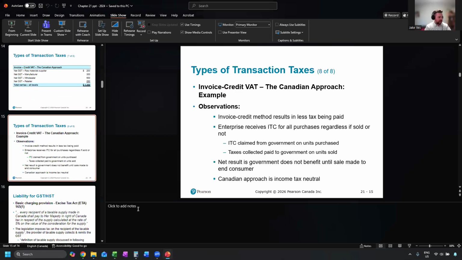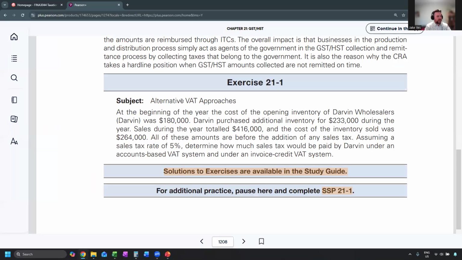Okay, let's go right into the exercise. So alternative VAT approaches. At the beginning of the year, the cost of the opening inventory of Darwin wholesalers was $180,000. Darwin purchased additional inventory of $233,000 during the year. Sales during the year was $416,000, and the cost of inventory sold was $264,000. All of these amounts were before the addition of sales tax. Assuming a sales tax rate was 5%, how much sales tax would be paid by Darwin under an accounts-based VAT system and an invoice credit VAT system?